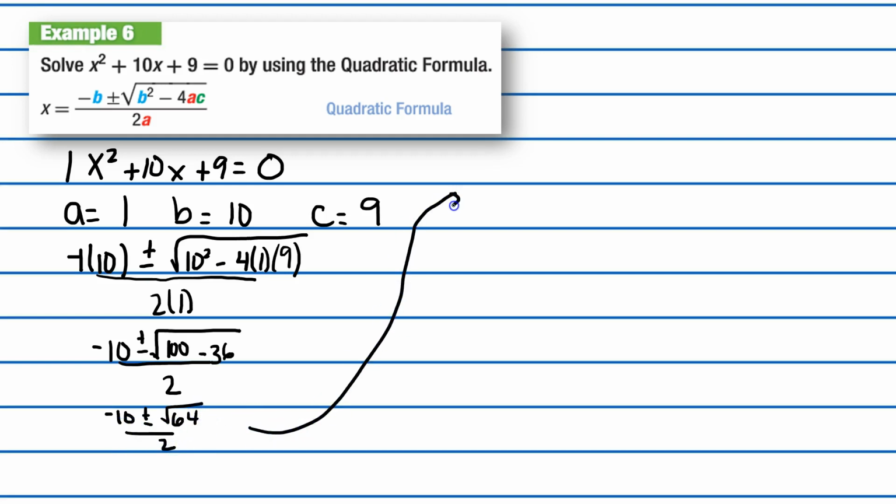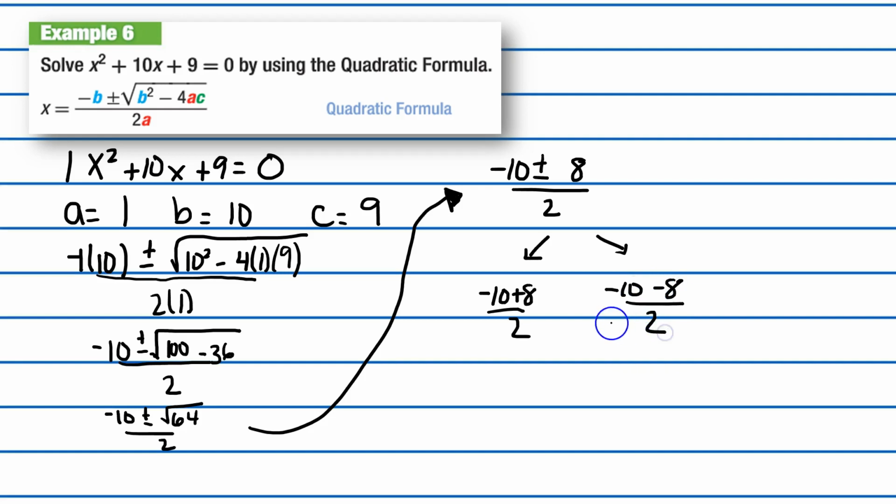Alright, so then we have negative 10 plus or minus the square root of 64, which will give us 8. And that's going to all be divided by 2. From here, what we need to do is split our equation, our solutions, because what we have here is a plus solution and a minus solution. So negative 10 plus 8 divided by 2. Then we have negative 10 minus 8 divided by 2.